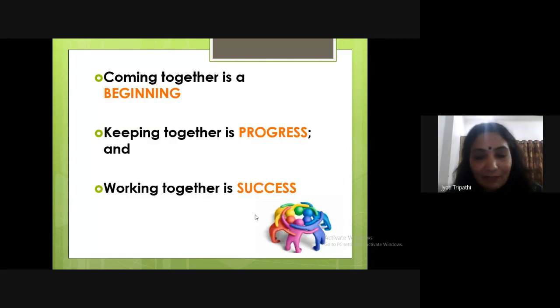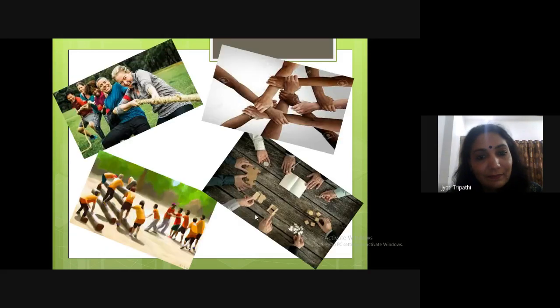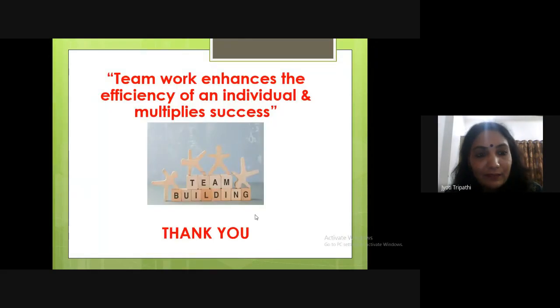So here we may very well say that coming together is the beginning, keeping together is progress, and working together is success. Next, ma'am. This is a collage I tried to create for you all to help you understand, with visuals, the importance of team and team building. Last slide, ma'am. It is the conclusion for you all, that teamwork enhances the efficiency of an individual and multiplies success for all.